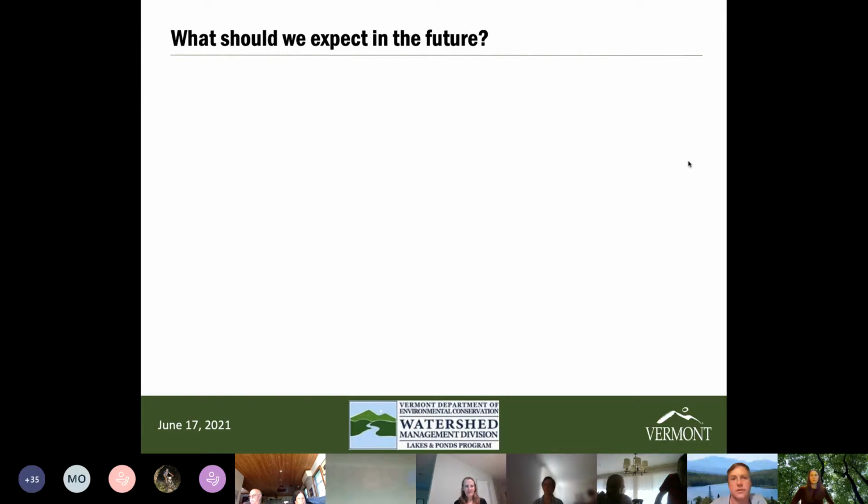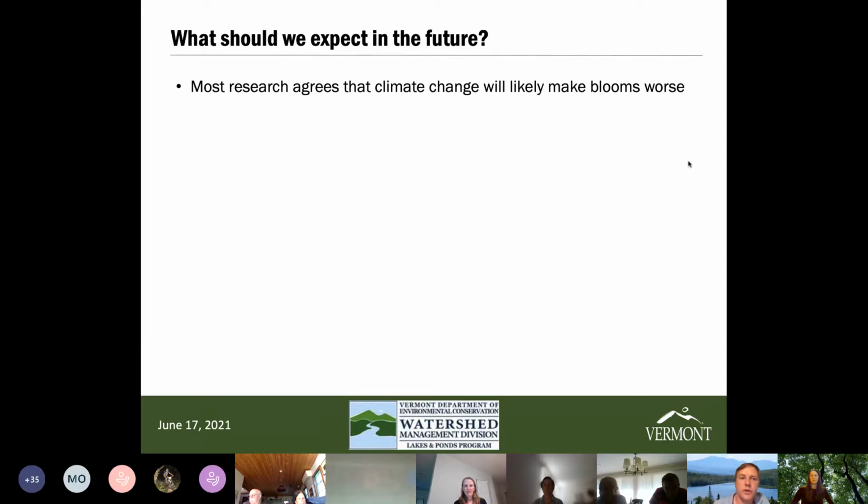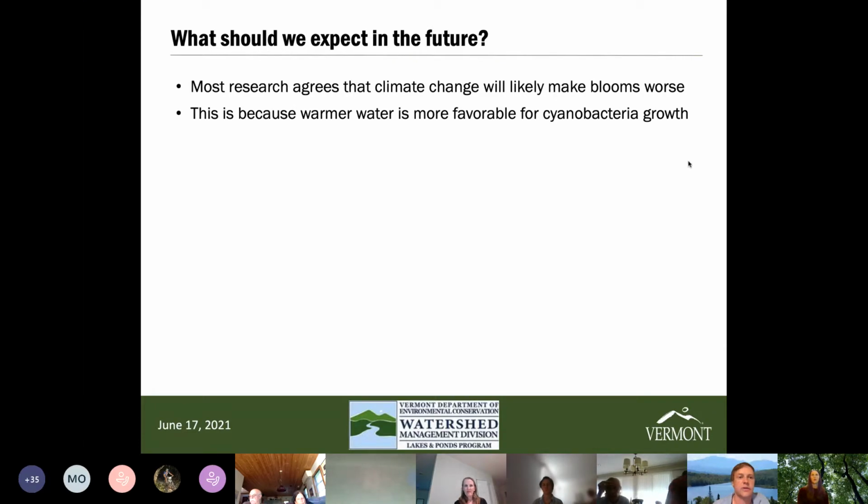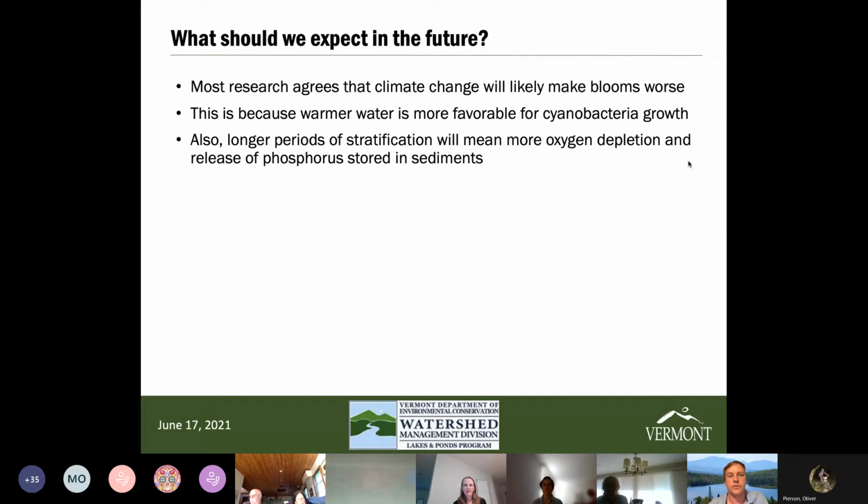And last, I just wanted to touch a little bit on what we should expect in the future from blooms. And this is an important question because most research agrees that climate change is likely to make blooms worse. This is because of several reasons. The first is that warmer water is just more favorable for cyanobacteria growth, so they can grow faster. But also, there's sort of indirect consequences like longer summers, which allow longer periods of thermal stratification, which can lead to more internal loading, more internal release of phosphorus from sediments, and stronger blooms.